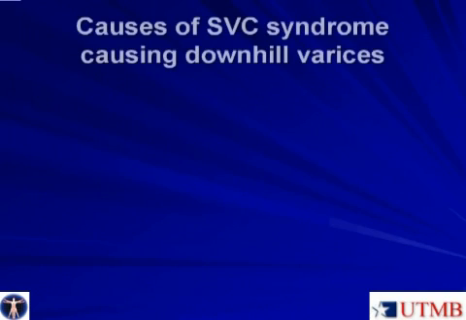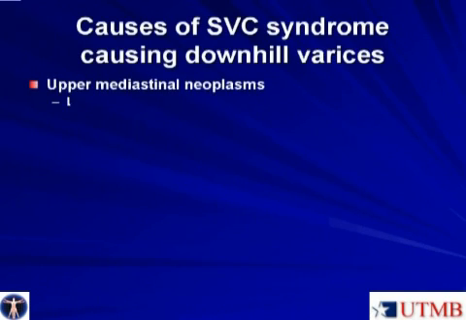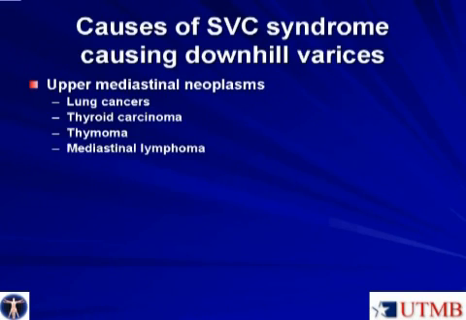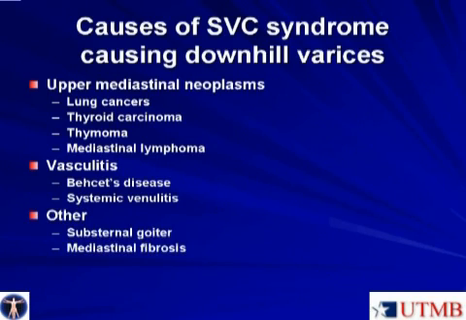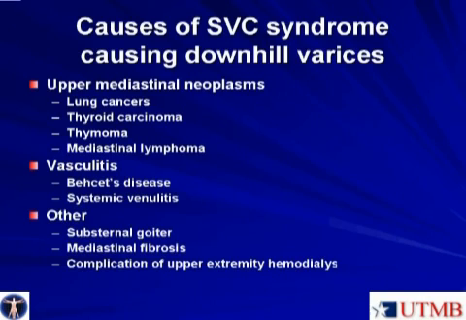Causes of SVC syndrome that have been reported to cause downhill varices include upper mediastinal neoplasms, such as lung cancers, thyroid carcinoma, thymoma, or mediastinal lymphoma. Vasculitis due to Behçet's disease and systemic venulitis can also cause SVC syndrome. Other possible causes include substernal goiter and mediastinal fibrosis. Or, as in this case, the SVC can be compromised as a thrombotic complication of upper extremity hemodialysis access.